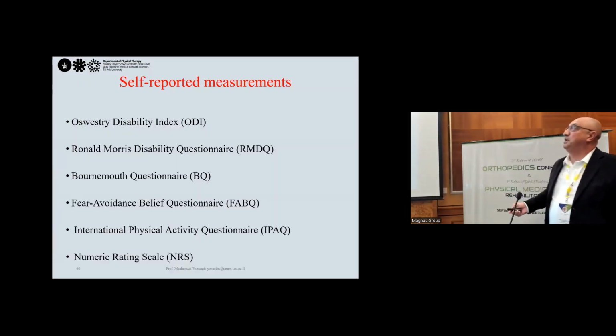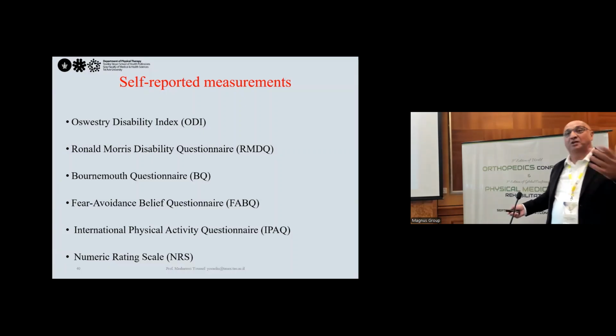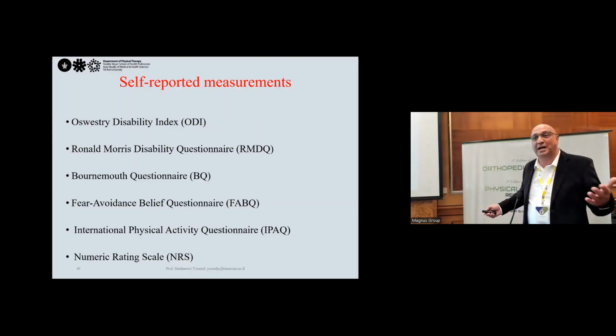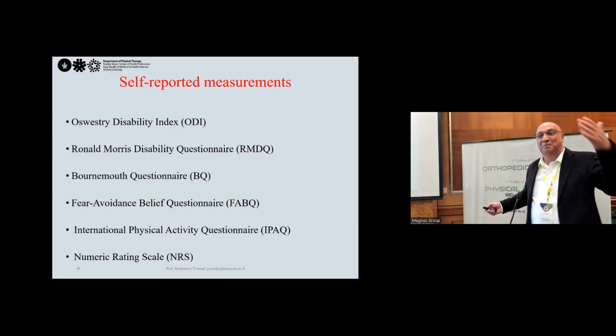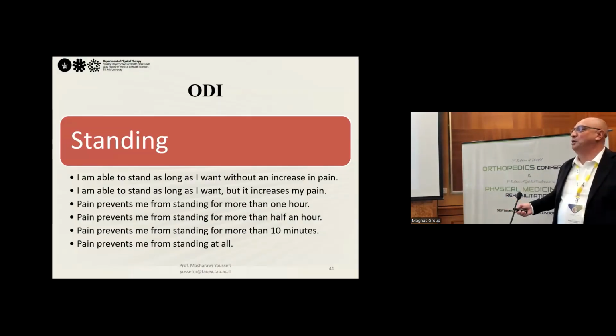The self-report measurements, as you see, are the ODI, the Roland Morris, the Bournemouth, the Fear Avoidance Belief Questionnaire, the International Physical Activity Questionnaire, and the numeric pain rating scale. A lot of questions to be asked and examined, because this is what shows us what's happening with this guy. And of course, the ODI, we know it's about standing.